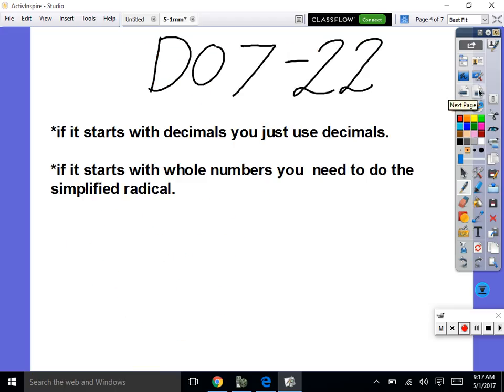Okay, never mind. Do 7 through 22. We're skipping a little bit. So do the ones I assigned. 7 through 22, ready, set, go.